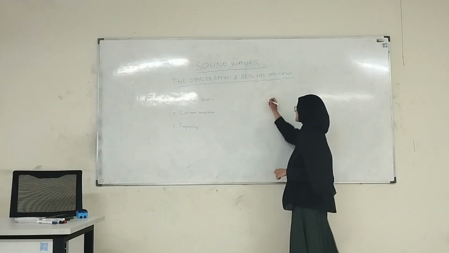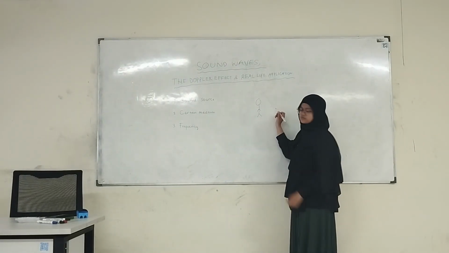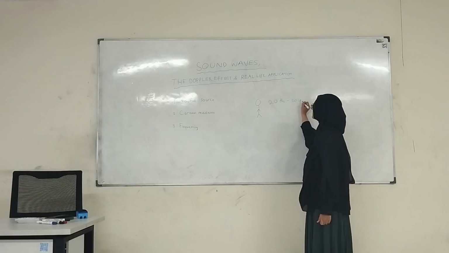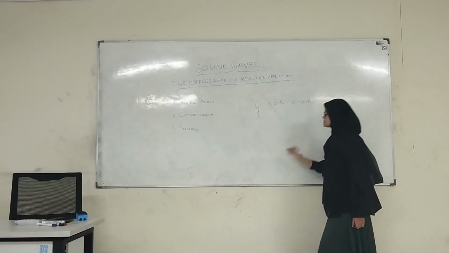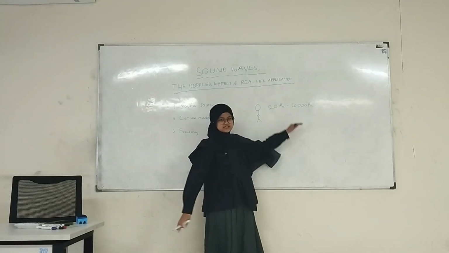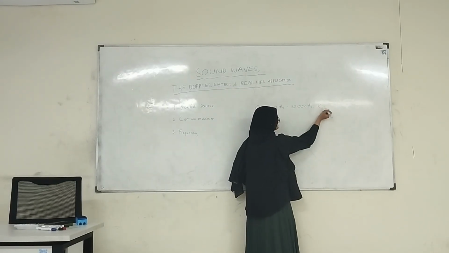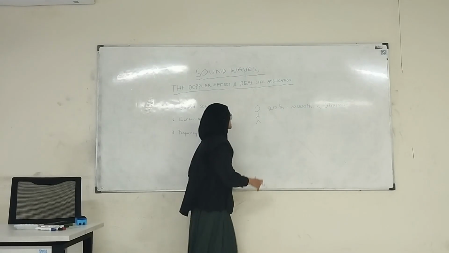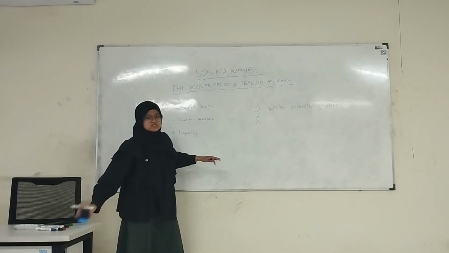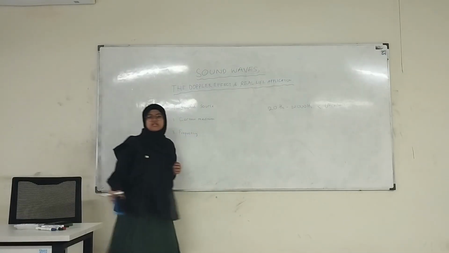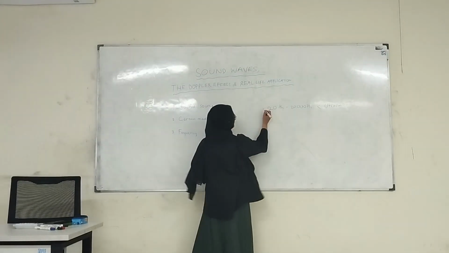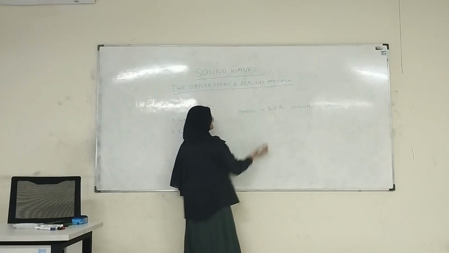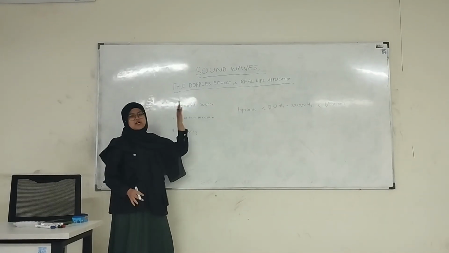The fun fact is humans can hear sound from 20 Hertz to 20,000 Hertz. Above 20,000 Hertz, it's called ultrasonic. Below 20 Hertz is called infrasonic. It's used by elephants. Okay, that's all for the sound waves.